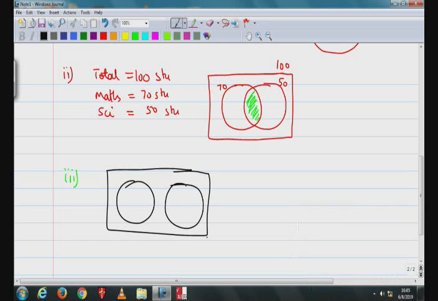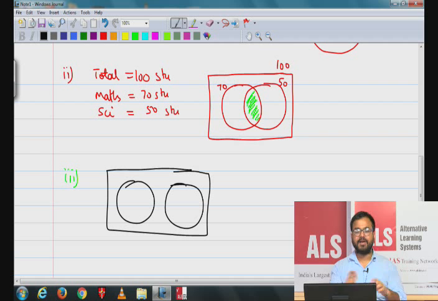I hope you are getting it till now. Everybody getting it? Like, what do you mean by Venn diagram? Venn diagram basically means representation of sets in the form of circles, generally in the form of a diagram.